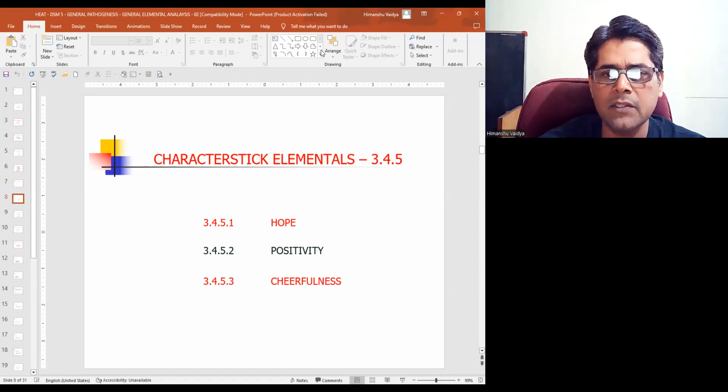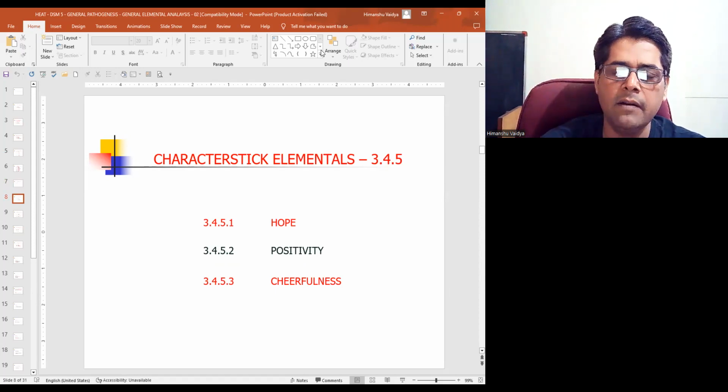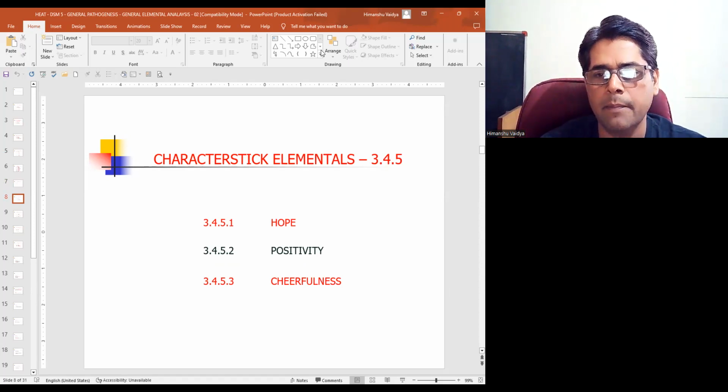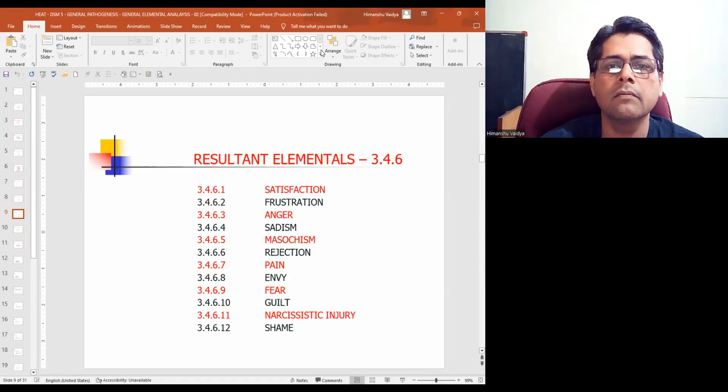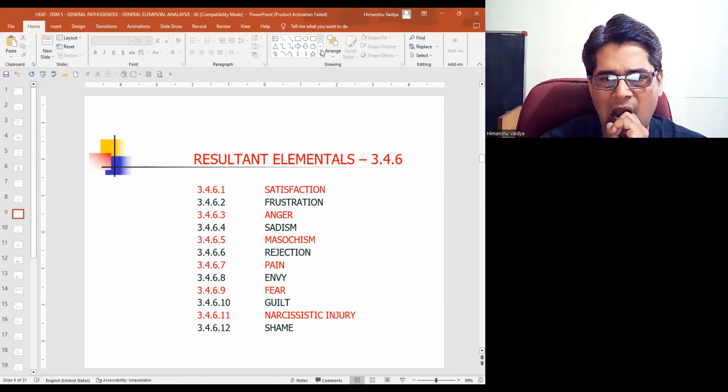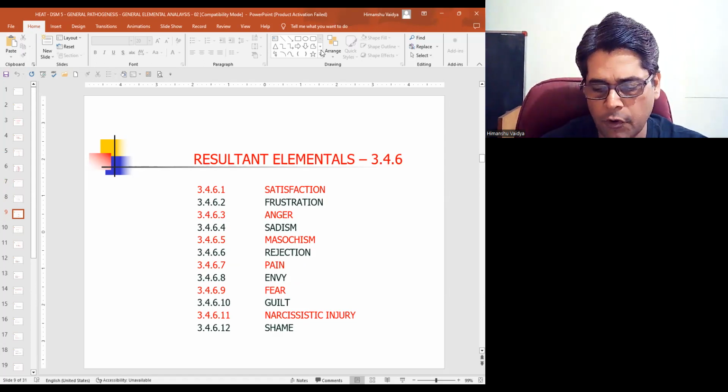When we look at the depressive part, all the three will be on the other side. There will be more of hopelessness, negativity, and depressiveness. 6.2, 6.3, 6.5, 6.7, 6.10, occasionally 6.9, they are most important.